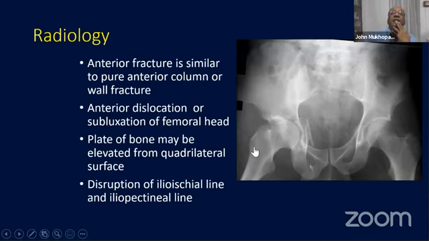Okay, you could have an anterior dislocation or subluxation of the femoral head, and you'll see a couple of cases in which the head has more or less come out anteriorly. A plate of bone may be elevated from the quadrilateral surface. This is also very common, and you may have to deal with that in your reduction and fixation. And because it involves both columns, you will have disruption of both the ilioischial line, as you can see here, and the iliopectineal line, as you can see here. This piece is off from the iliopectineal line.